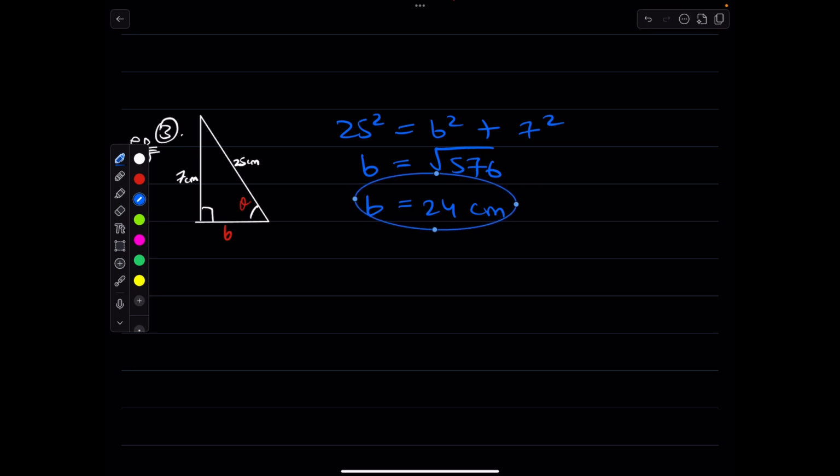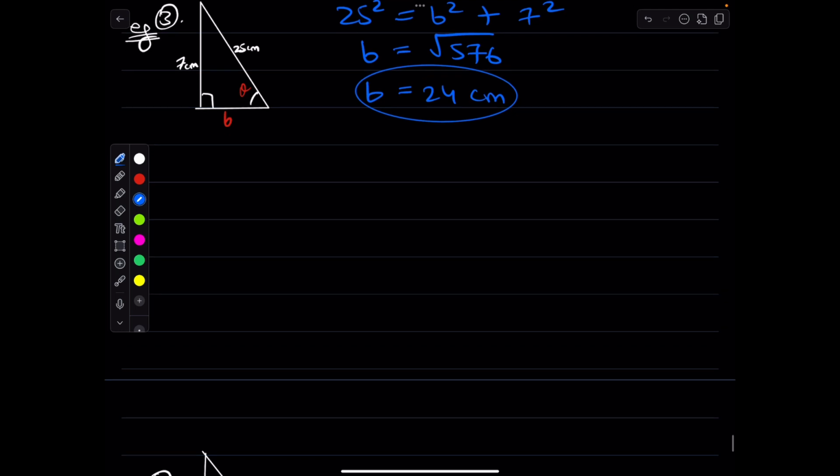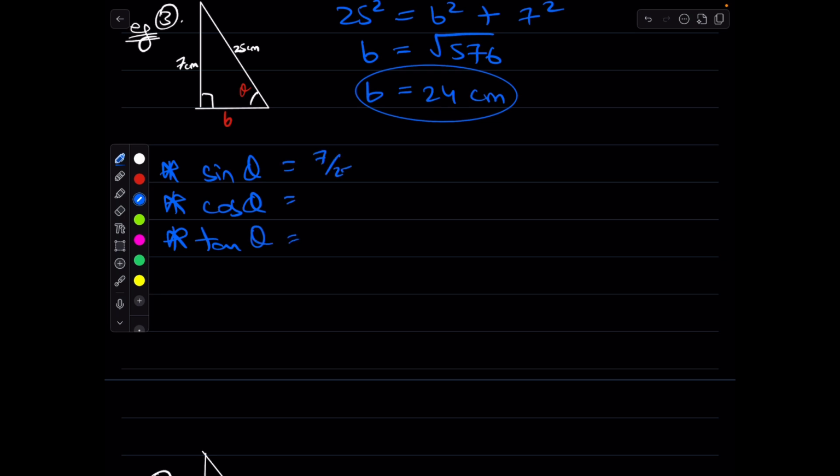Alright, let's go to the angle. And let's say the three ratios I have in this case are sin theta, cos theta, and tan theta as always. Sin theta in this case is 7 over 25. Cos theta in this case is 24 over 25. Tan theta in this case is 7 over 24. Solving all three ratios would give me the same answer of the angle, that is 16.3 degrees.